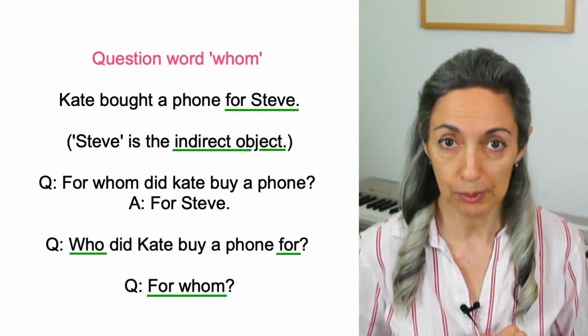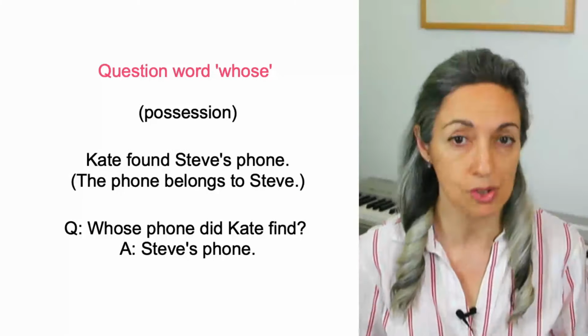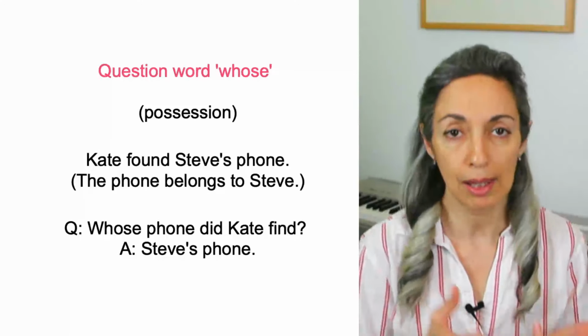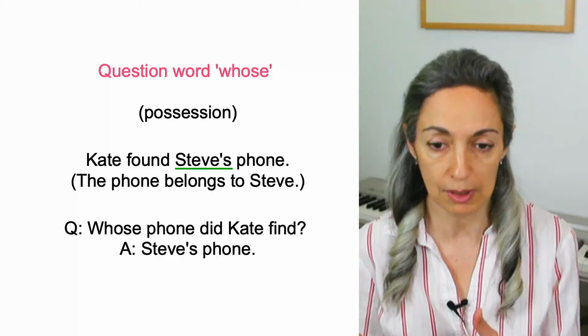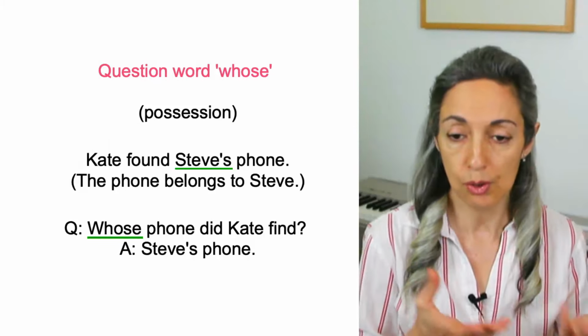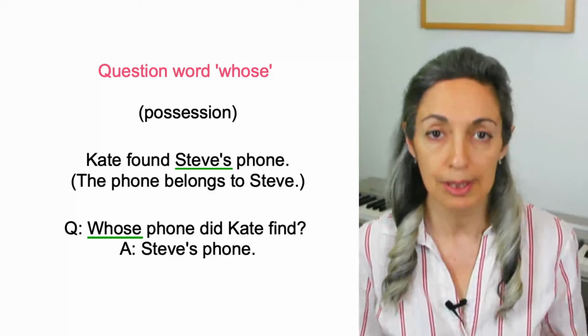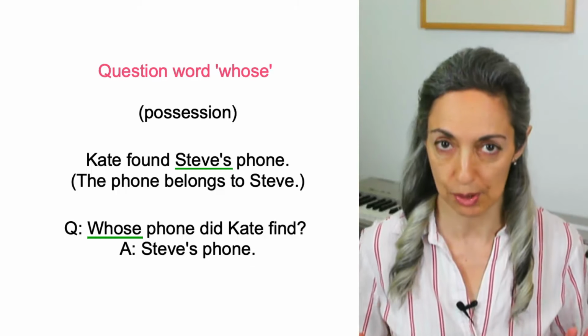Okay, and the final question word is whose, which is always used for possession. Let's say that Kate found Steve's phone, the phone that belongs to Steve. The question word here to use is whose. Whose phone did Kate find? Steve's phone. Okay, that's all for question words.